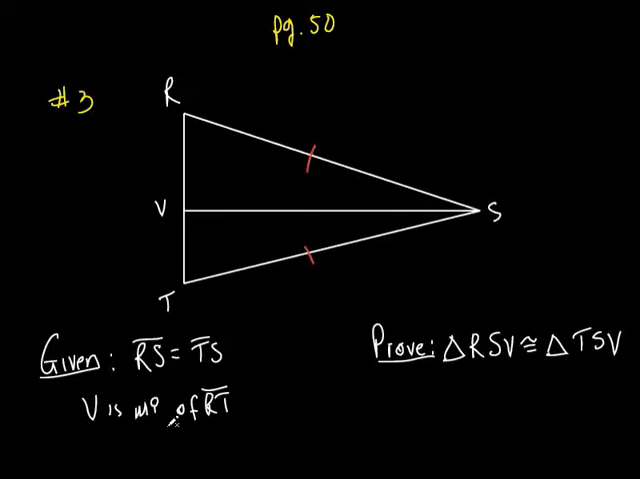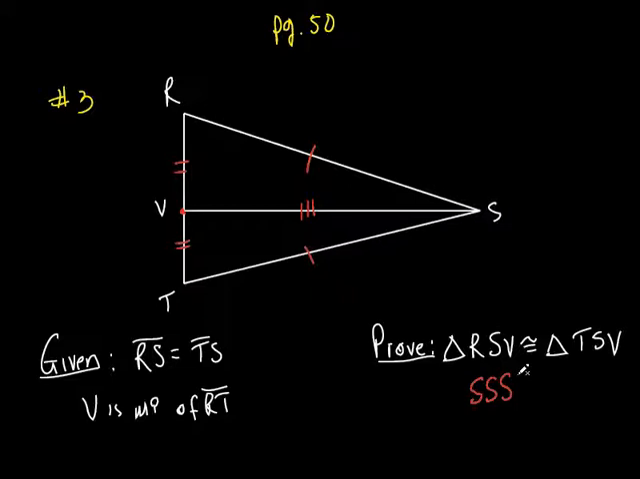Simple. It says V is the midpoint. That's supposed to be a P right there. V is the midpoint of line segment RT. So if V is the midpoint, what does that tell you about this segment and this segment? That they're equal to each other. Do you see anything else that might be equal? VS and VS, very good. So look at that. Why are these triangles congruent to each other? Side, side, side. It's as easy as that, and you're done.